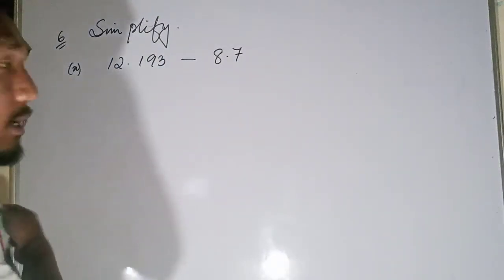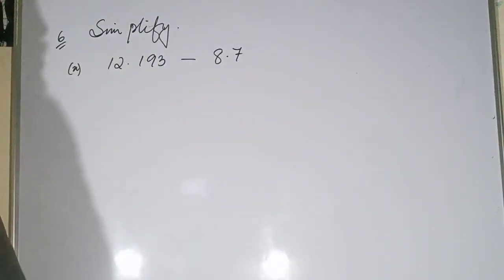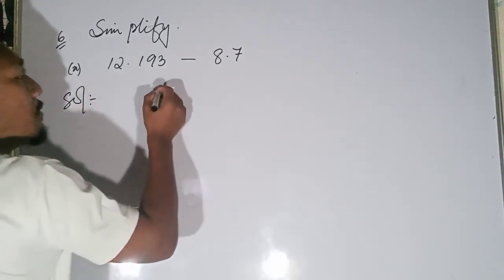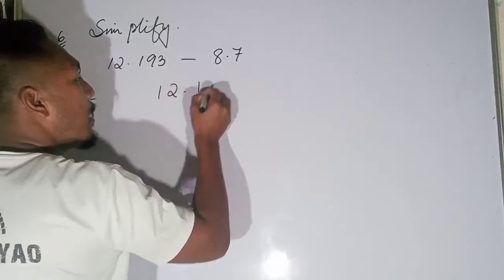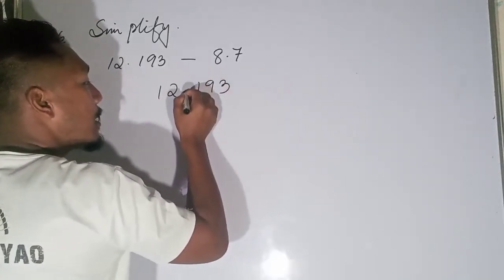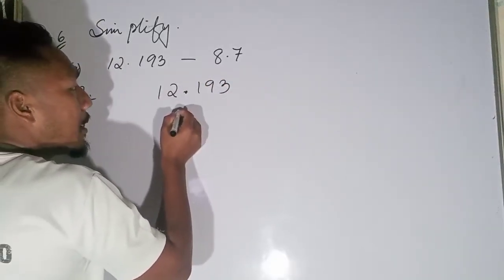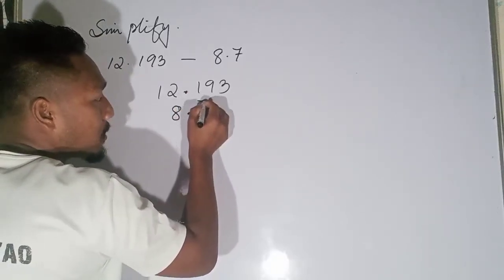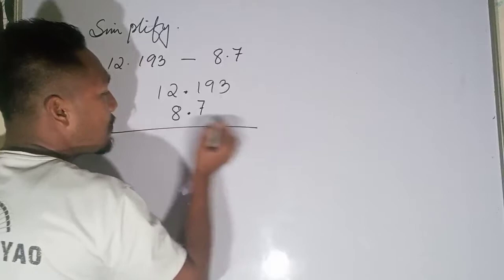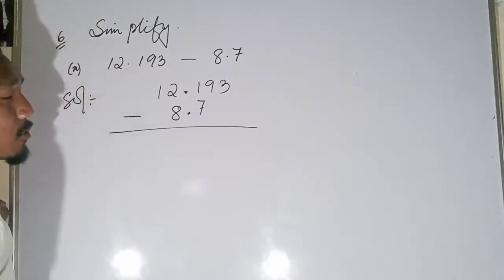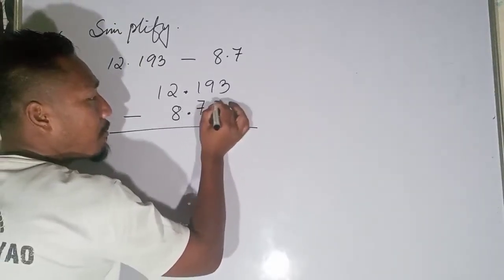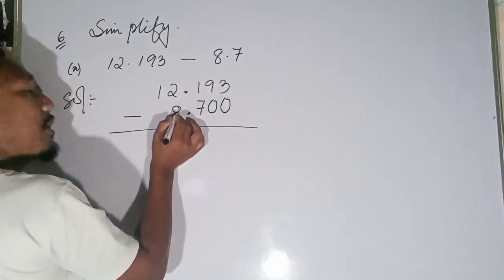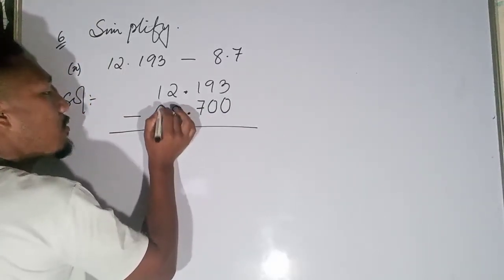So our next question is 12.193 minus 8.7. So what we shall do is that first of all I'll write 12.193. Okay, then after that I will write 8, then the point and 7 on the same line, then we have to subtract them. Okay, so after the point we don't have any number, so we will put a 0 here, it doesn't matter. After the numbers, if nothing is there, that means we can add a 0 here.